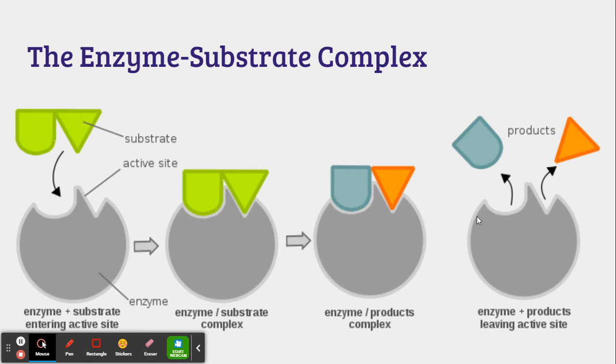So here's an example diagram of our enzyme substrate complex. This gray looking piece here, this is our enzyme, which has a very specific shape. Here is its active site, which is where our substrate is going to bind. Once the substrate binds, it becomes the enzyme substrate complex. It then reacts, and it forms our products.